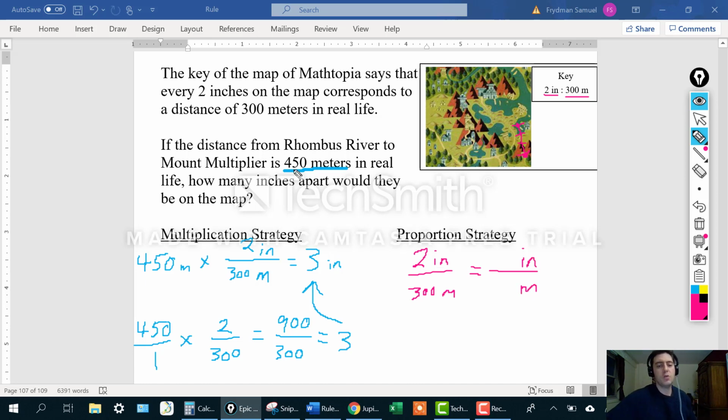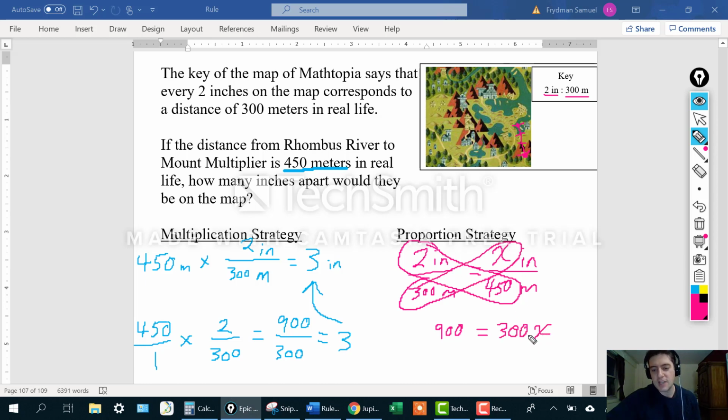Now I'm going to go back to my question, and the question told me that it was 450 meters in real life. So I need to put that 450 by the m over here, because that was 450 meters. And I'll put an x over here. X is what I'm looking for. Now, here I will cross multiply. So 2 times 450, I just gave away the answer there, is 900. Then let's put another equal sign. 300 times x is 300x.